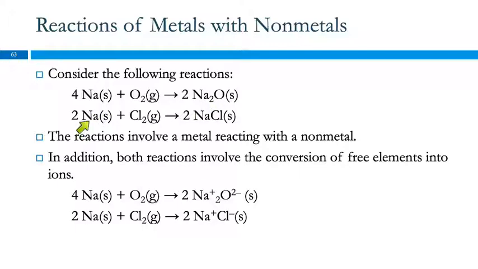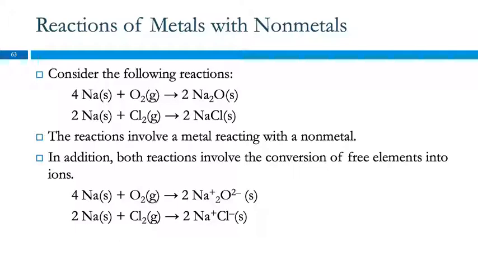And we also just looked at sodium reacting with chlorine. Again, a metal and a nonmetal reacting to form an ionic compound. There were no ions in our reactants, and we have ions in the products. Ions are formed by gaining or losing electrons.